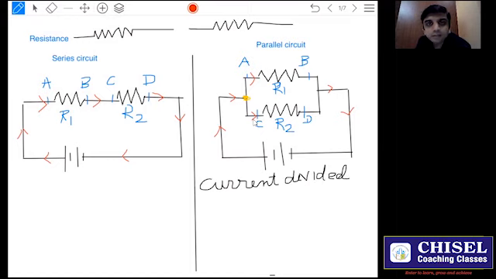Is that happening in the series circuit? Let's see. So in the series circuit, is there any split in the wire? No, there is no split in the wire. Here we have split in the wires.